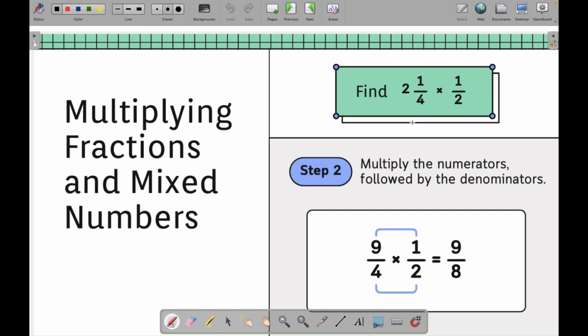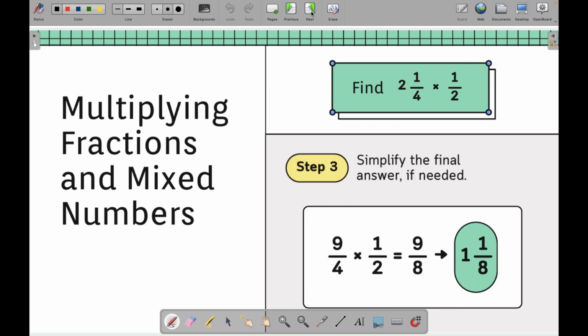Now we just have to multiply this with half as if we were doing the other multiplications. So 9 times 1 is 9 and 4 times 2 is 8. This is an improper fraction, so we convert this back to a mixed fraction. So this becomes 1 by 8. So this is the answer.